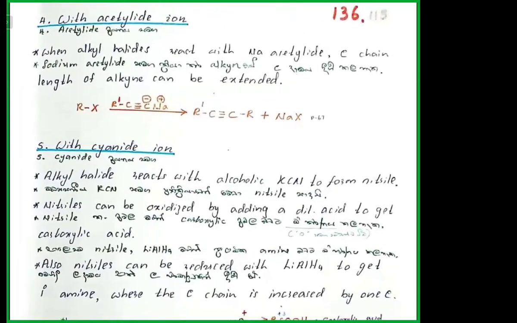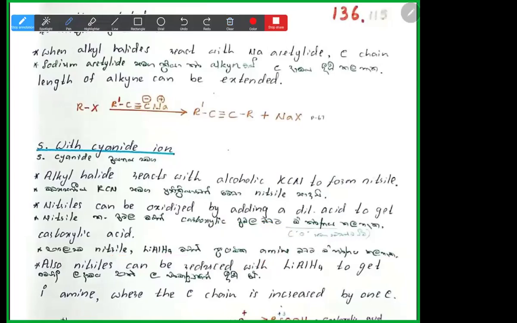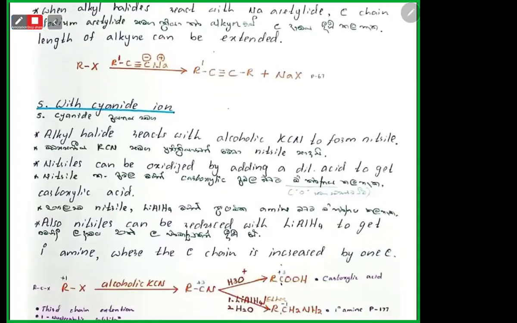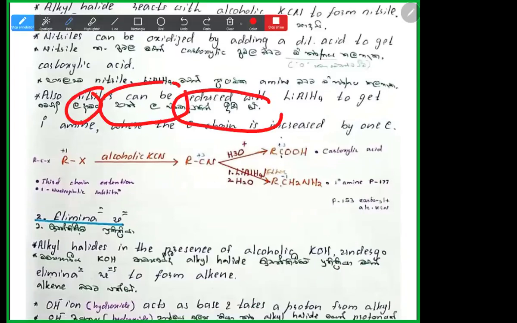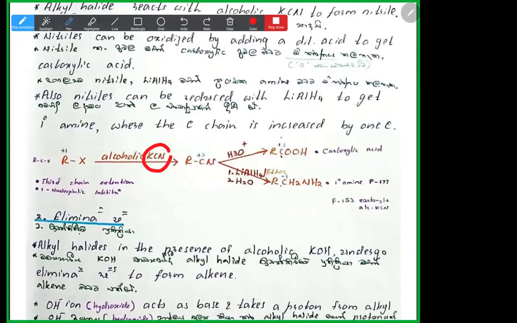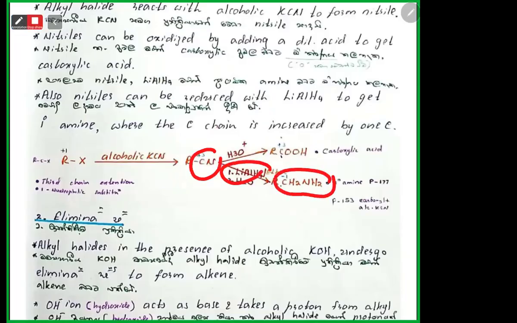Acetylide ion, remember earlier we said that acetylide reacts with alkyl halide. Now we say alkyl halide reacts with acetylide, same reaction, chain extension. Cyanide reaction, again, halogen gets away, cyanide joins. That cyanide with acid gives COOH. That cyanide with lithium aluminum hydride gives CH2NH2.